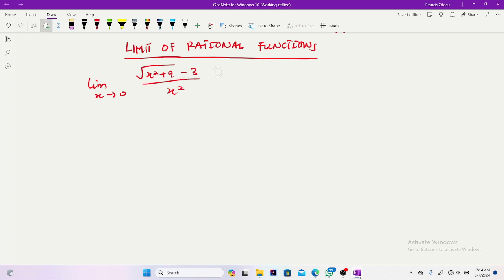In our previous lessons on rational functions, you learned that rational functions are functions represented as a over b, where a is g of x and b is maybe b of x. The quotient of two functions, provided that b of x is not equal to 0, gives what we call a rational function. A limit is simply the behavior of a function as we approach a certain point.